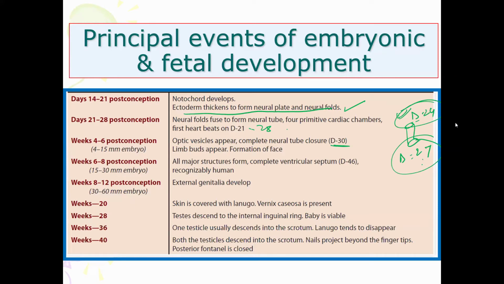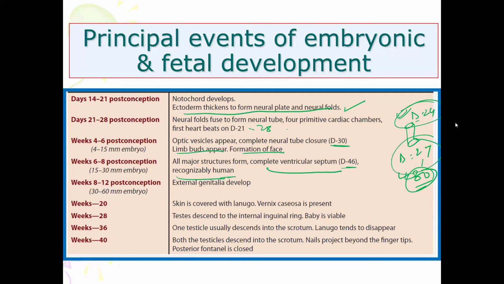It ranges from 27 to 30, so it is completed by day 30. Limb buds appear and the face forms, as early as 6 weeks post conception. From week 6 to 8, all the major structures form, with complete ventricular septum, and a recognizable human by almost 6 to 8 weeks post conception.